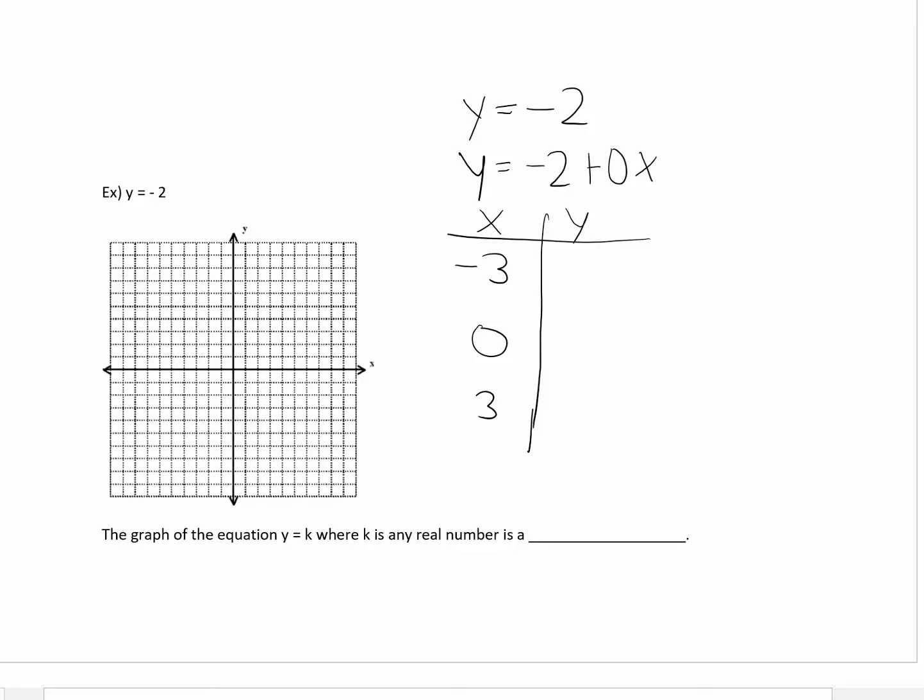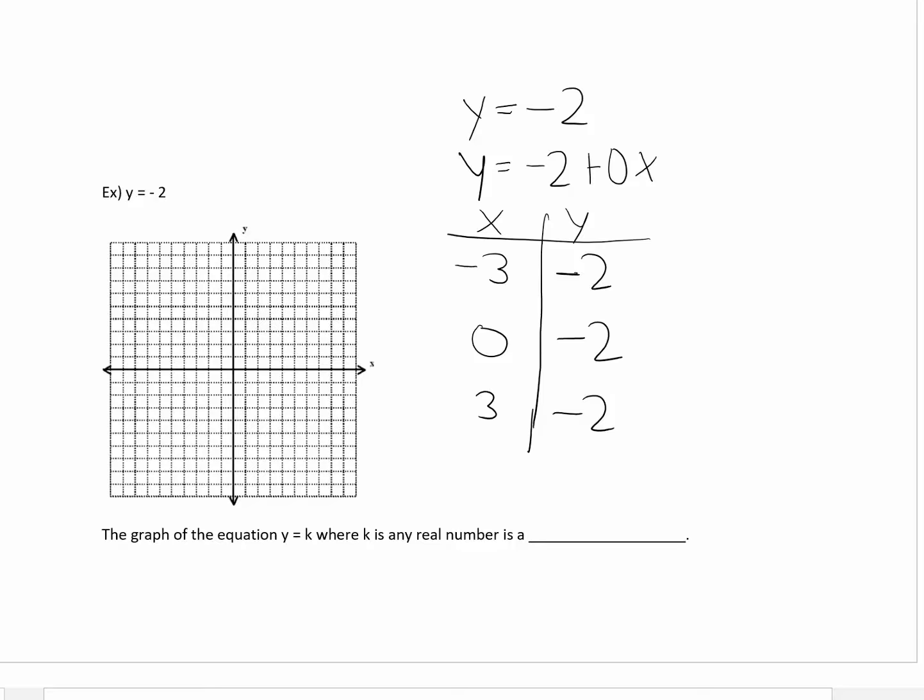So plugging in negative 3, 0 times negative 3 is 0, sorry, 0 plus a negative 2 is negative 2. 0 times 0 is 0 plus a negative 2 is negative 2. And 0 times 3 is 0 plus a negative 2 is negative 2. Notice every single y value is negative 2. Look at the equation: y is equal to negative 2.